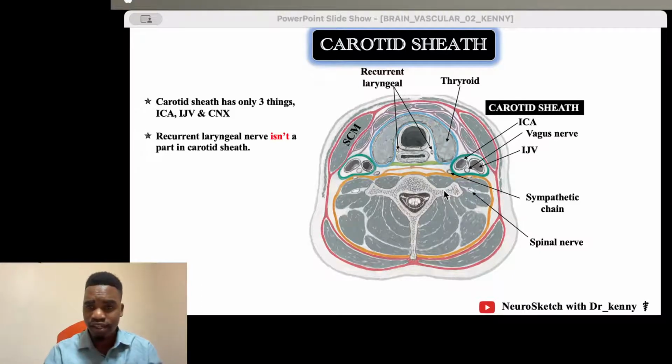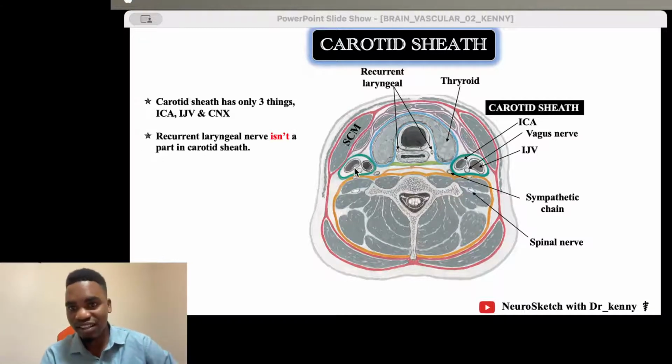So we have a lot of structures. We are not concerned with all other structures, but our point of discussion today is the carotid sheath, this membrane. So we have the internal carotid artery as part of the carotid sheath, and then we also have the internal jugular vein. So we have two vessels and one nerve. This nerve is the vagus nerve, cranial nerve number 10.